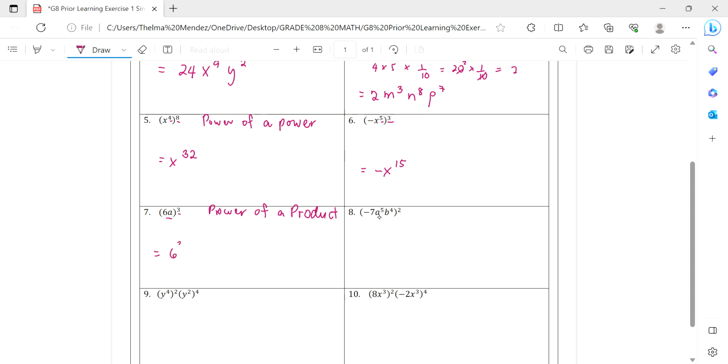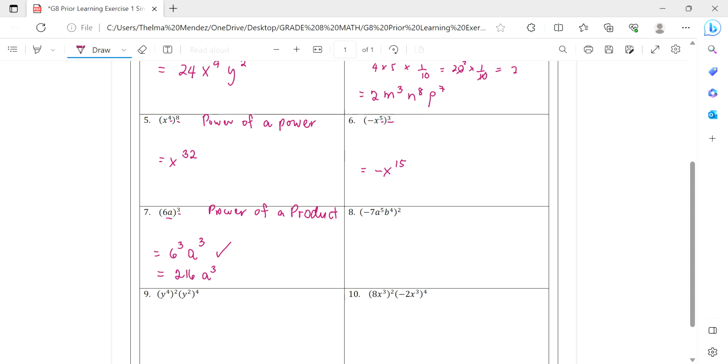So 6 raised to 3 and a raised to 3. This is good enough, but we can still simplify because this is a constant. How much is 6 raised to 3? Is that 216? Let me check to make sure. So we have 6 times 6 times 6. 6 times 6 times 6 is really 216. So 216 a raised to 3.